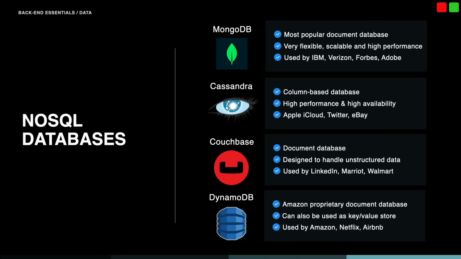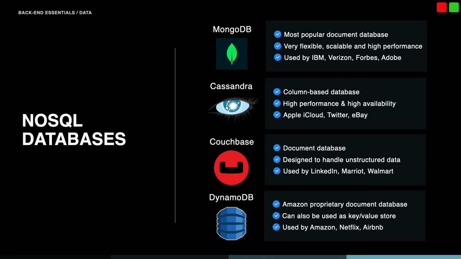Now, I will say that most of these NoSQL databases, with maybe the exception of MongoDB, are really built for really, really large data sets. So if you're creating a personal blog, you're probably not going to use Couchbase. You're probably going to use something like Postgres, MySQL, or even MongoDB.